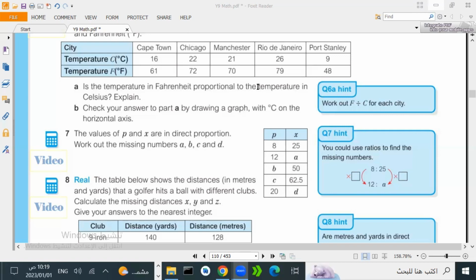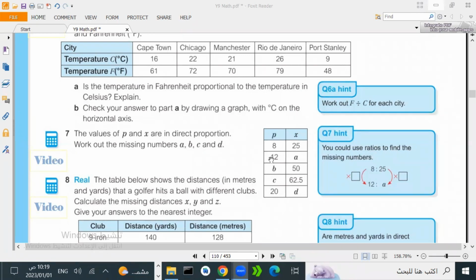And because we have a constant between the p and the x, then we have a constant between the p and itself. Same idea. Now, to find the constant, as the hint says here, you could use ratios to find the missing numbers. Now, 8 multiplied by a number will give you 12. The same number here will be here. So you find the value that you multiplied 8 by to get 12, and it will help you to find the other values.